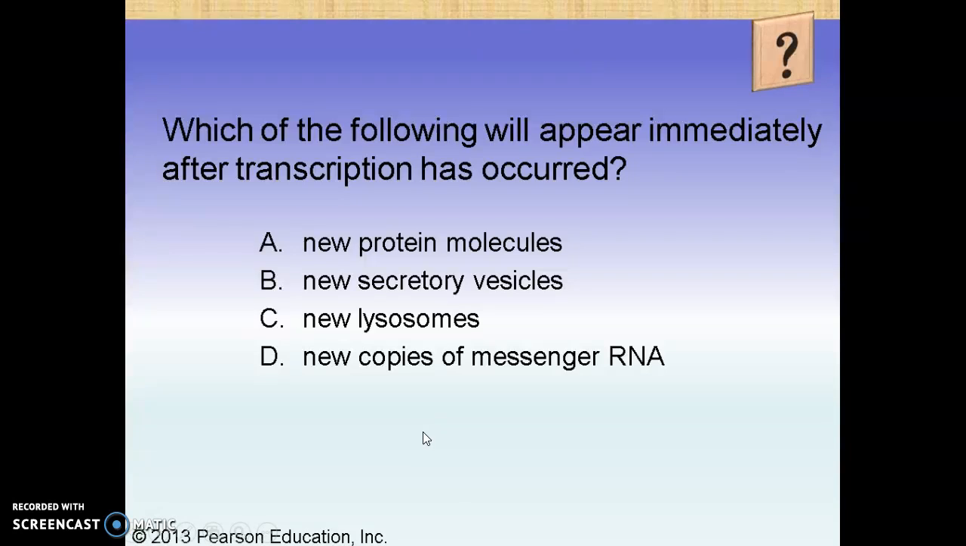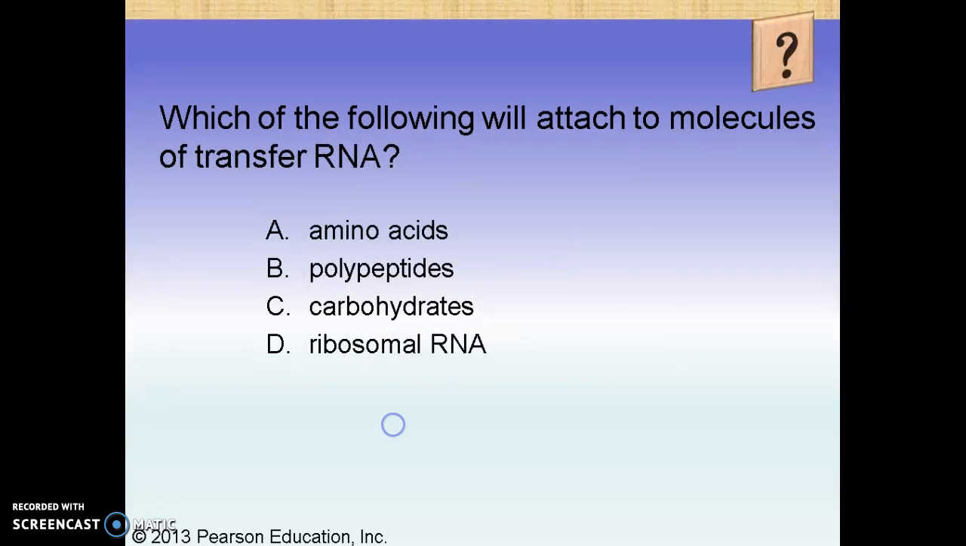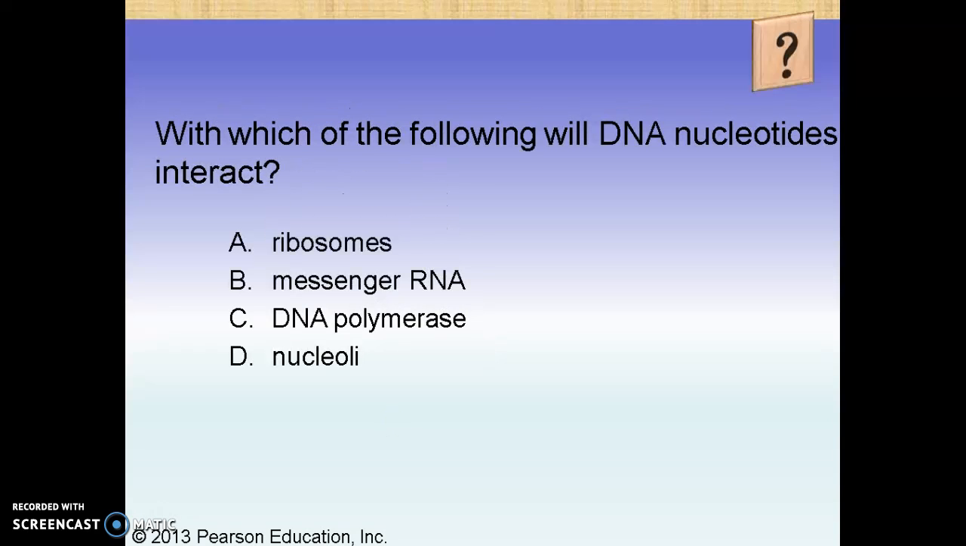Which of the following will appear immediately after transcription has occurred? The messenger RNA. Which of the following will attach to molecules of transfer RNA? Amino acids. With which of the following will DNA nucleotides interact? DNA polymerase. DNA polymerase is the enzyme that helps to build the DNA.